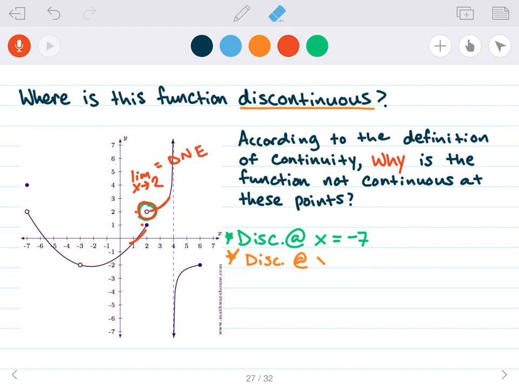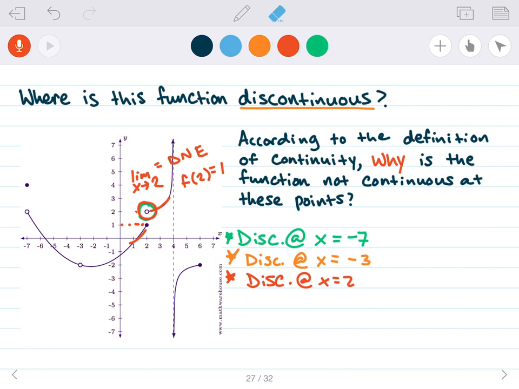However, f of 2 does exist, and it equals 1. Okay? And because the limit does not equal f of 2, this is also discontinuous. So this is discontinuous at x equals 2. Oh, I think I erased this up here. This is x equals negative 3. So the red and the green are discontinuous for the same reason.